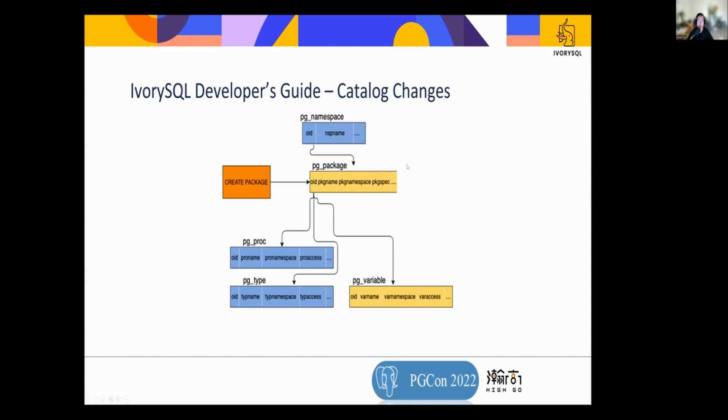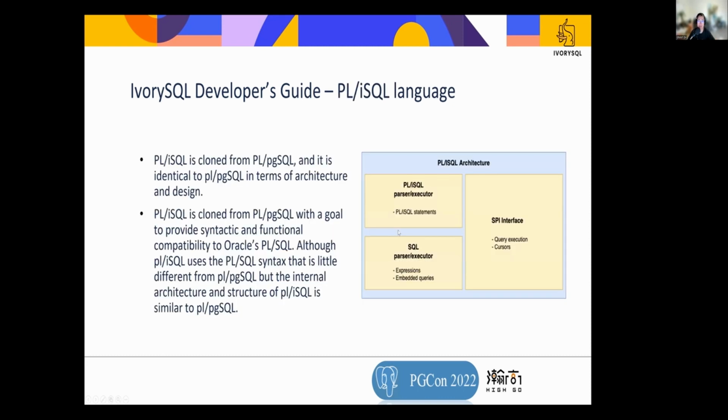Take the create package command for example. When the create package command is triggered, there are modifications to pg_package, namespace, pg_proc, pg_type, and also pg_variable. Mostly pg_variable is the logic that we touched during the create package command.